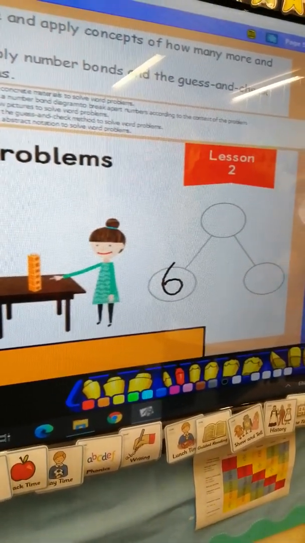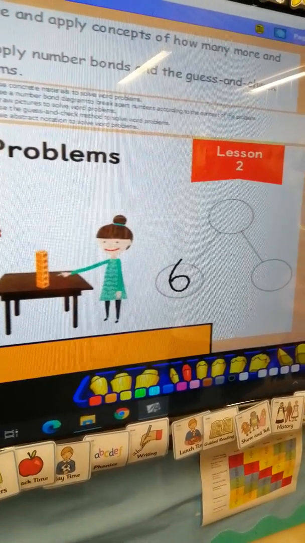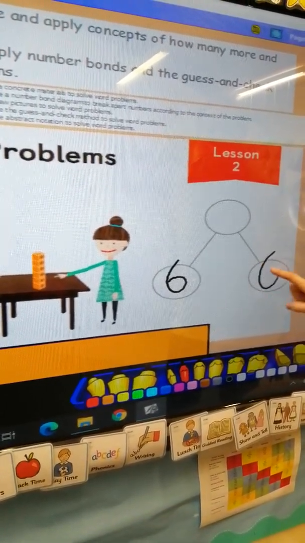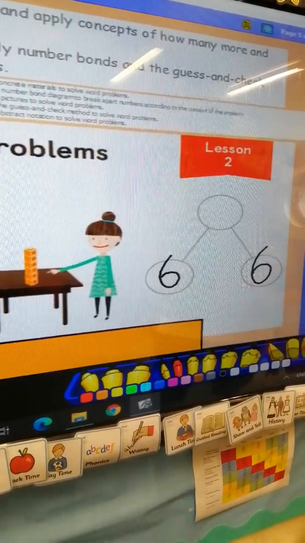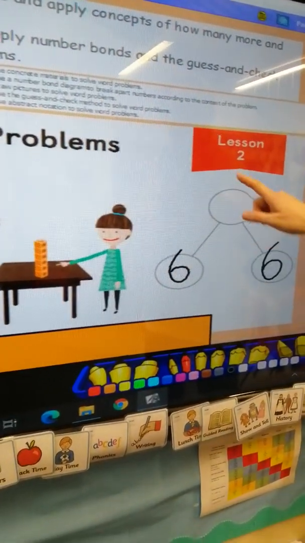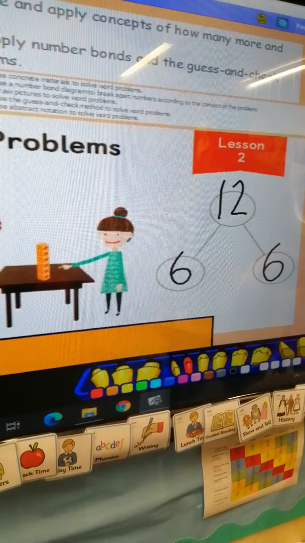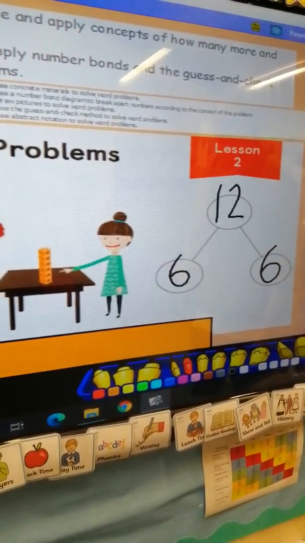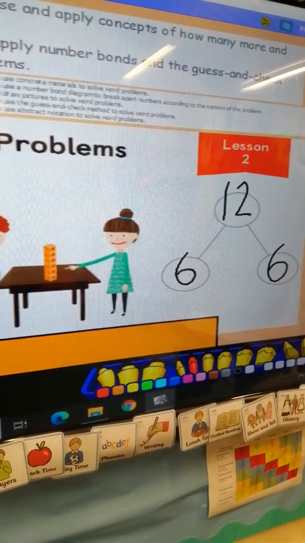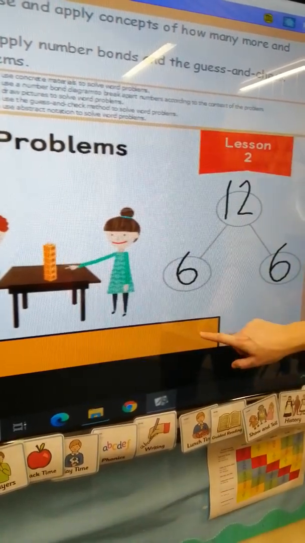Well done. The part that we add on could be anything, couldn't it? We could have a double. She could have 6 behind her back, that she could put 6 more on top, and that would make 12. She could have just 4 behind her back. We know that. 6 and 4 makes 10. Absolutely, like a number bond. Right, let's have a look.